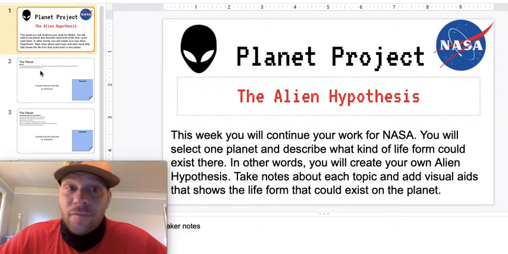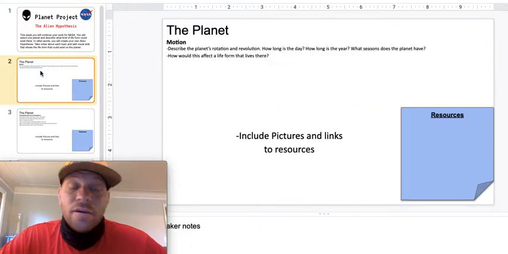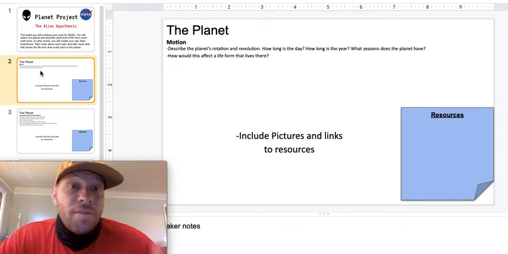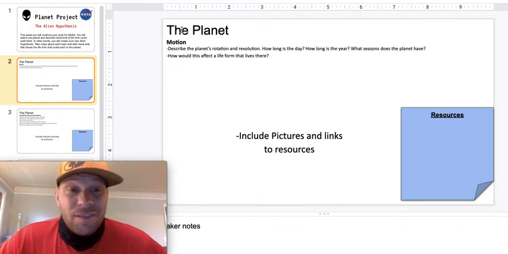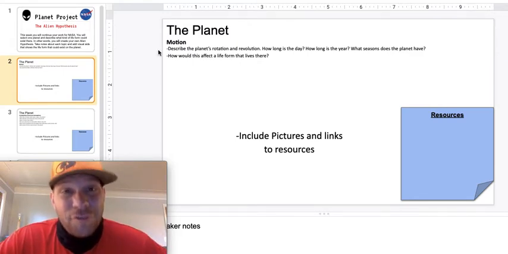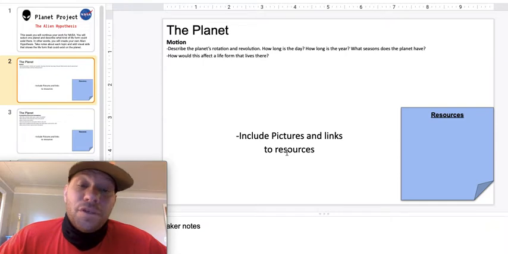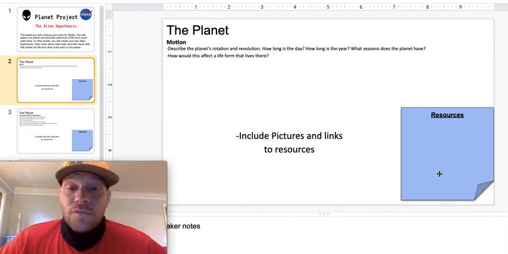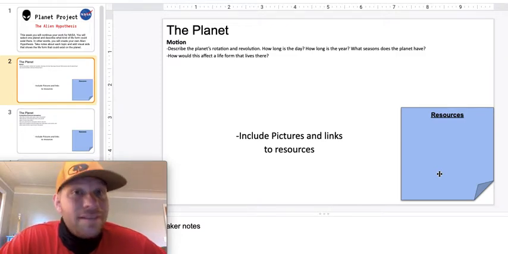So you need information. Like here, the planet. Describe the motion of the planet that you're talking about. And I suppose you should update this with what planet you're researching. Make sure you include pictures and links. There's a spot for resources right here. And really make this your own because it's your project. And in the next week, we're going to give you a chance to present it.